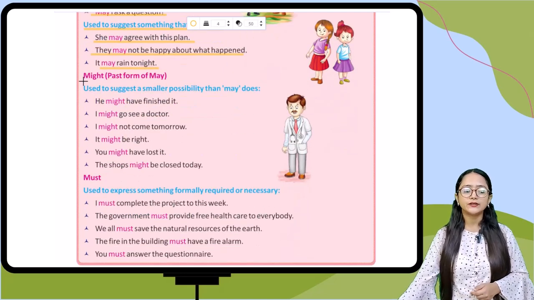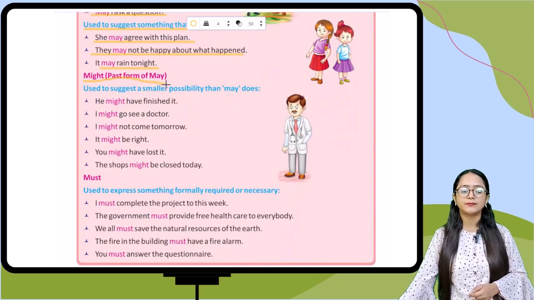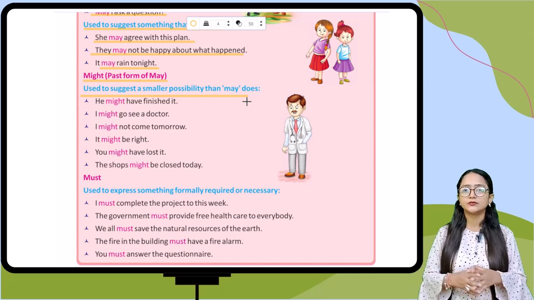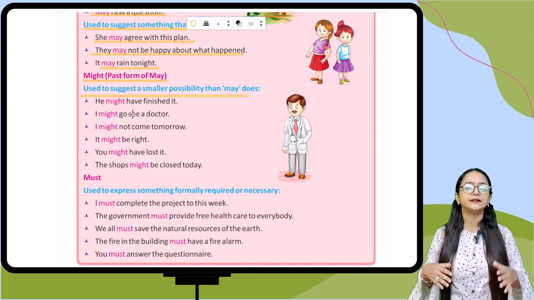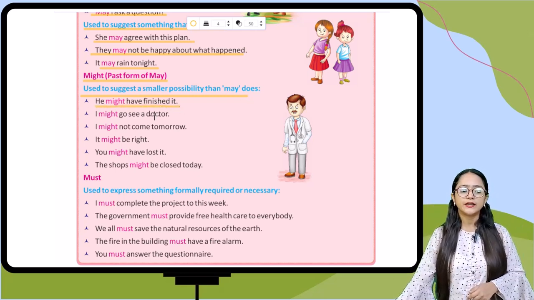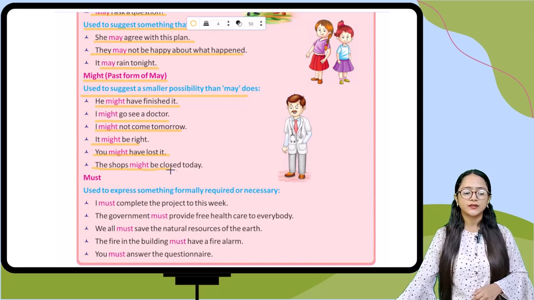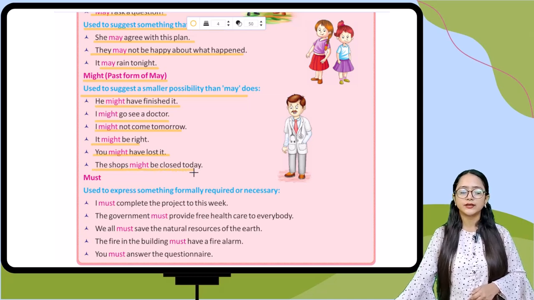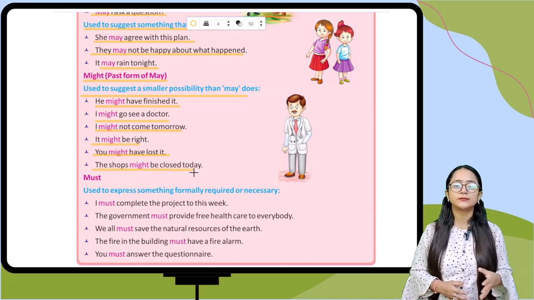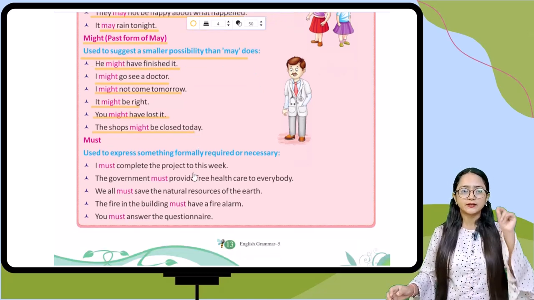Now let's talk about another modal, that is might, the past form of may. It is used to suggest a smaller possibility than may does. For example, he might have finished it. I might go see a doctor. I might not come tomorrow. It might be right. You might have lost it. The shops might be closed today. So it is talking about a possibility, a smaller one than may.